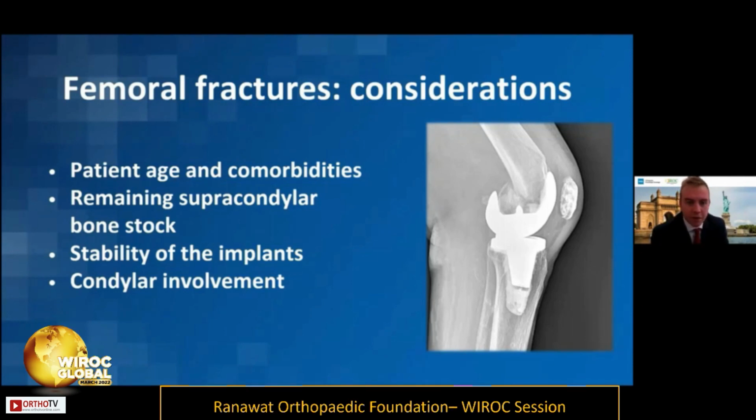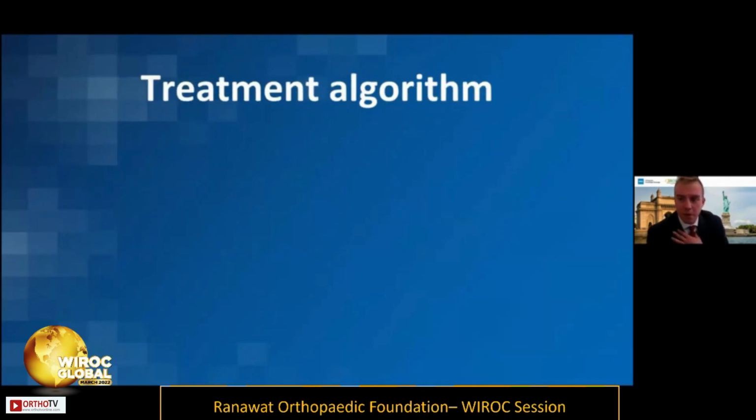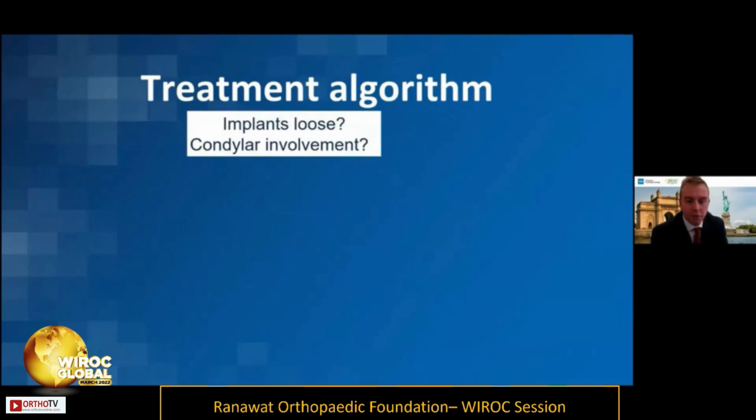Really look at the x-rays and often CT scans to see what remaining supracondylar bone stock you have if you're considering fixation. Obviously, the stability of the implants and whether they're loose or not plays a big role in decision making, as does whether the condyles are involved, potentially compromising the ligamentous stability of the knee replacement. So my treatment algorithm: first, I consider whether the implants are loose or whether there's condylar involvement.